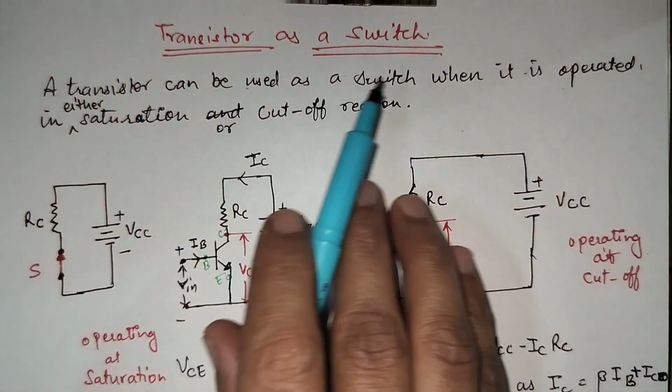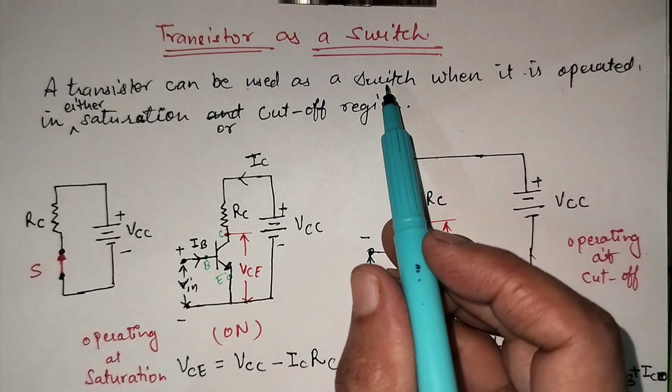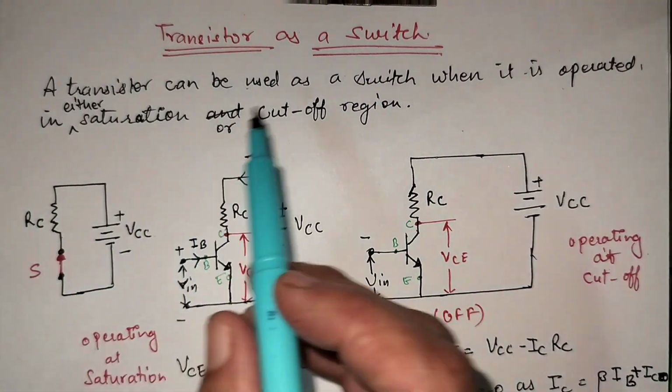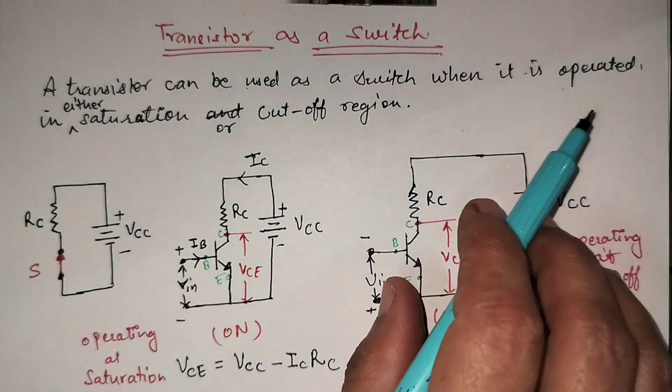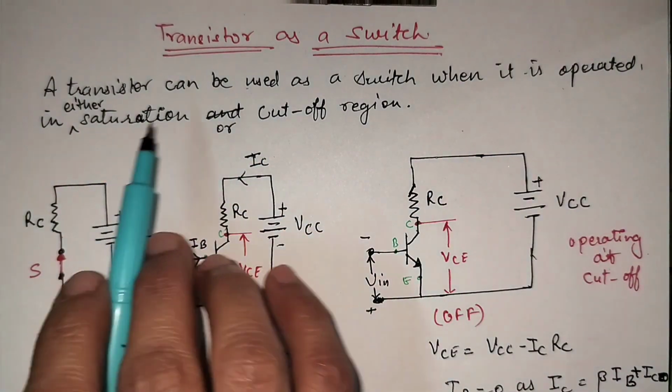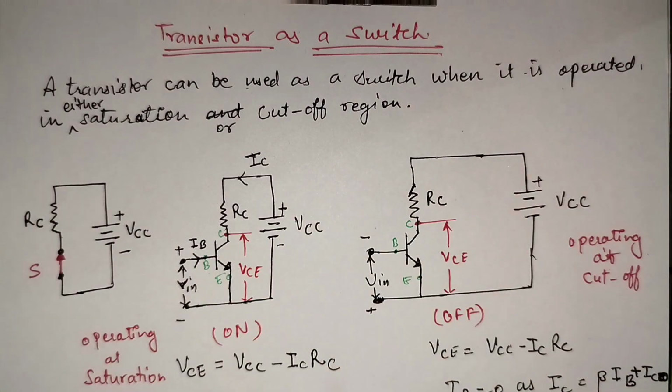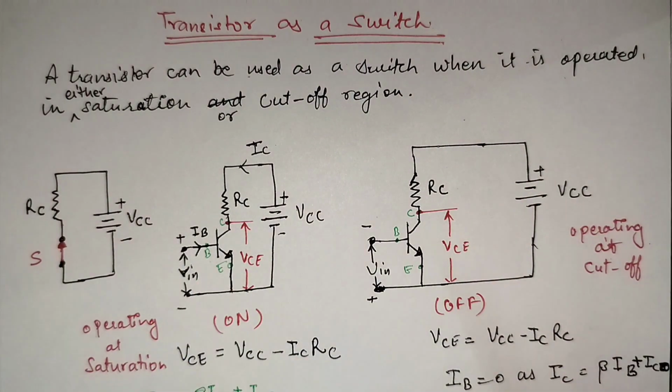Here we will discuss transistor as a switch. We all know that a switch is a device that turns on or off the current in a circuit. A transistor can be used as a switch when it is operated either in saturation region or in cut off region.